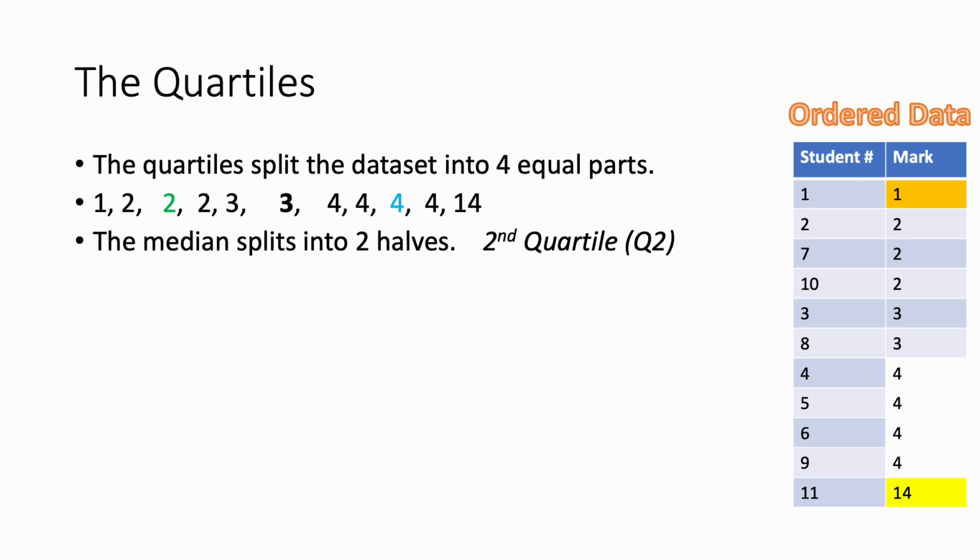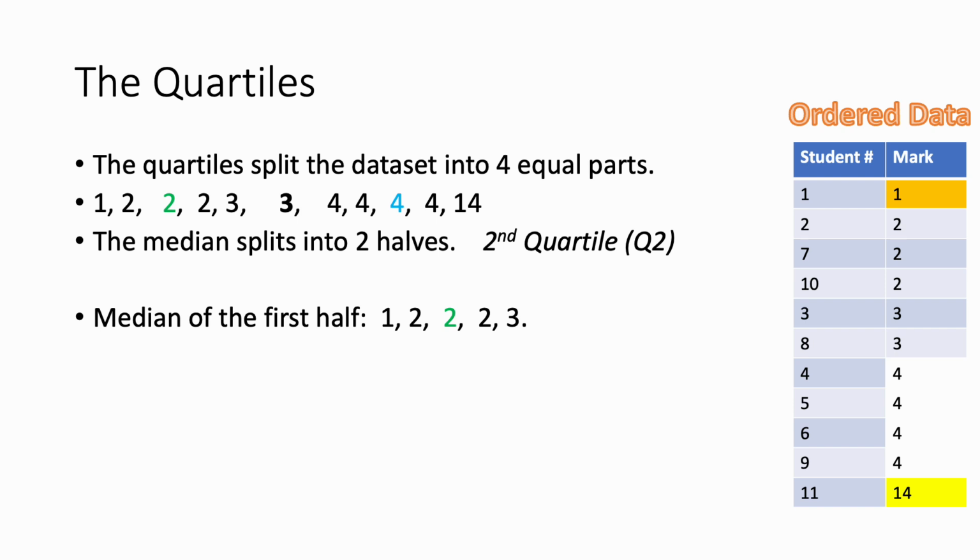So therefore, the median also has an additional special name. Since it divides the data into two halves, it is called the second quartile, or Q2. Now let's focus our attention on the first half of the data that is below 3, that comes before 3. This data is below the median 3, so the first half contains 5 elements.